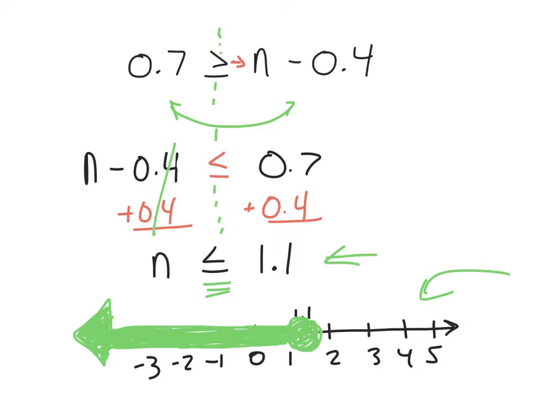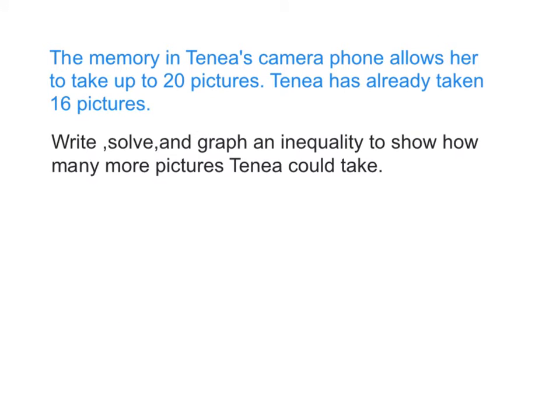Okay, now let's do some word problems. You're going to be dealing with some story problems, and we're going to use inequalities to help us answer these questions. This one is sort of a flashback, and you'll see how funny this is when I read the statement. The memory in Tania's camera phone allows her to take up to 20 pictures. I know 20 pictures is a huge amount for you guys. I can't believe there were ever phones that would actually take 20 pictures, but there were.